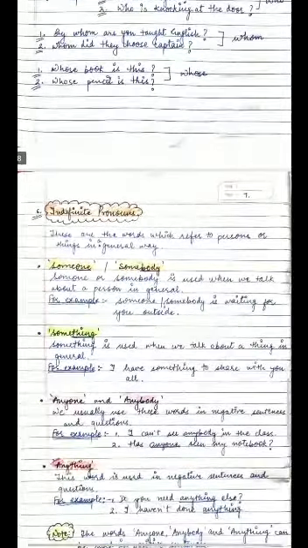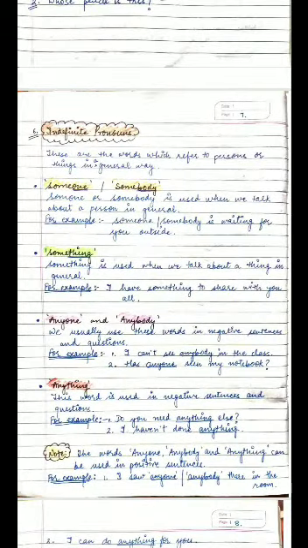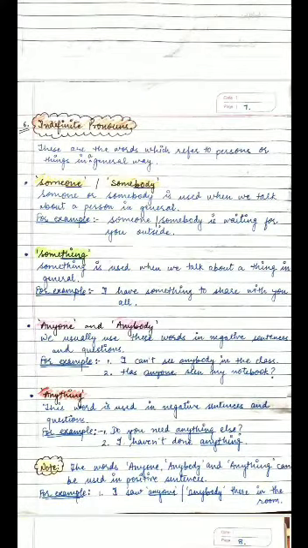Let's move to number 6, indefinite pronouns. These are the words which refer to persons or things in a general way. So children, the words someone or somebody, something, anyone, anybody, anything, these words are indefinite pronouns. Let's understand their usage. Now the word someone or somebody. Someone or somebody is used when we talk about a person in general. For example, someone or somebody is waiting for you outside.